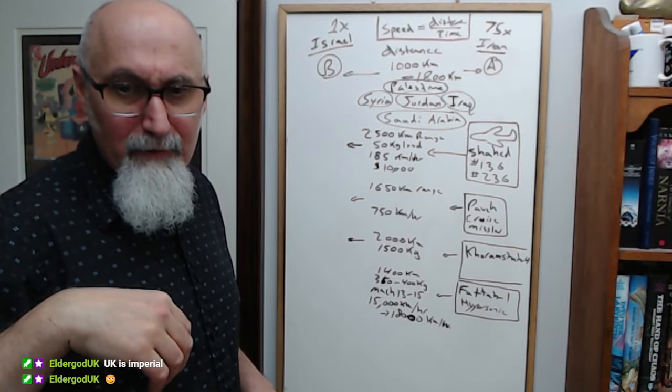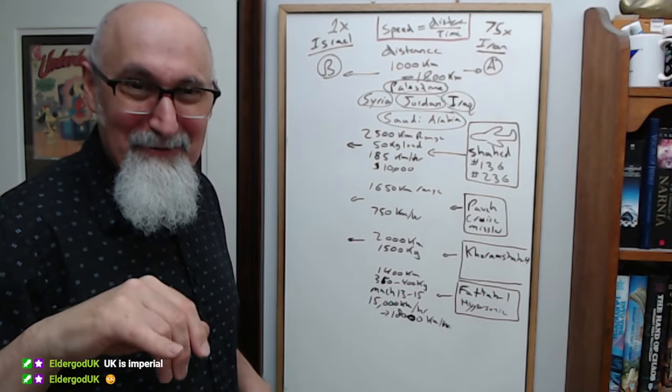UK is imperial, not officially. Officially the UK is supposed to be metric.